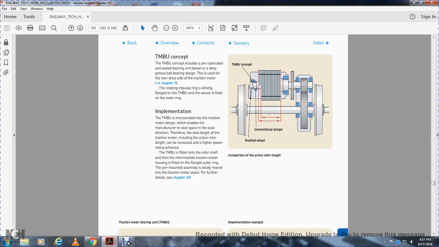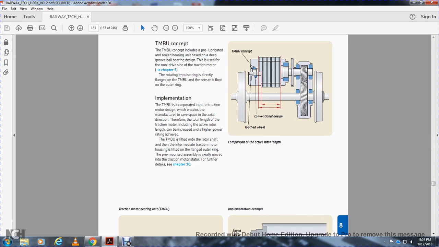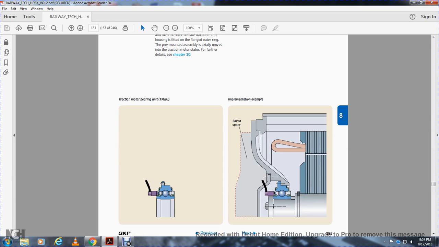Comparison of active rotor length: the traction motor bearing unit concept, conventional design, and tooth wheel. This shows the traction motor bearing unit on the left and the implementation example to save space.